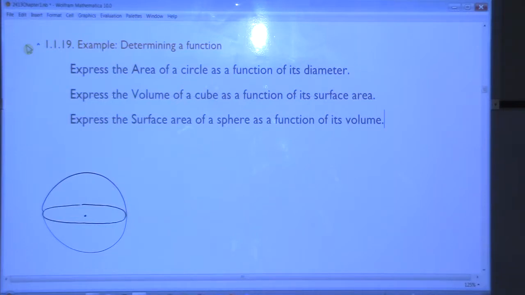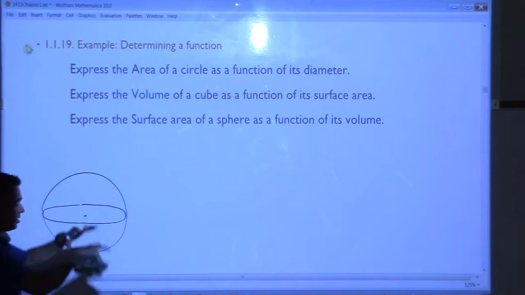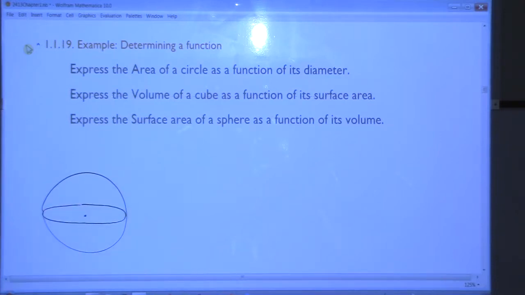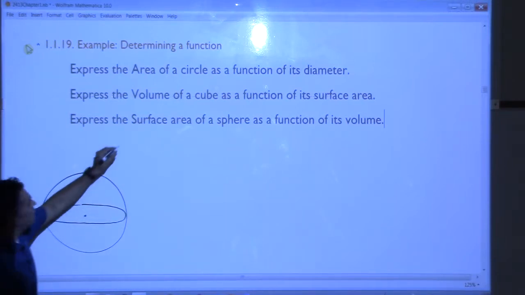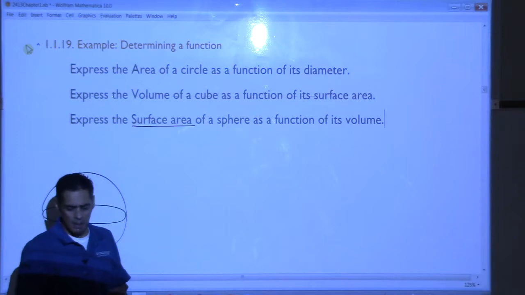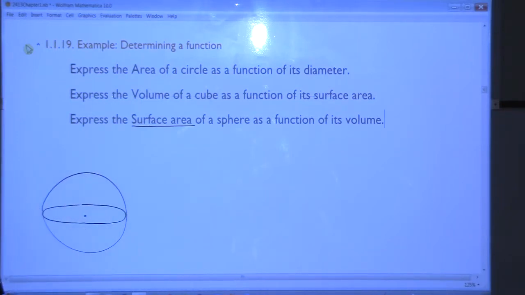So that's a sphere, a three-dimensional solid. Or actually, it's just a surface, sorry. So do we know anything about the surface area of a sphere? That's probably something you don't know off the top of your head, right?